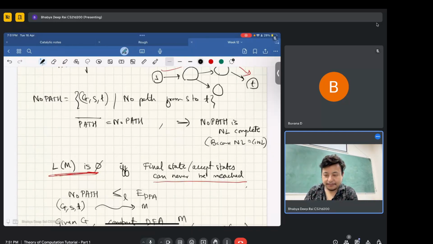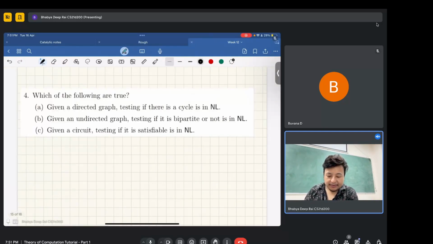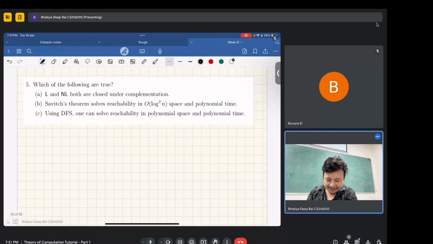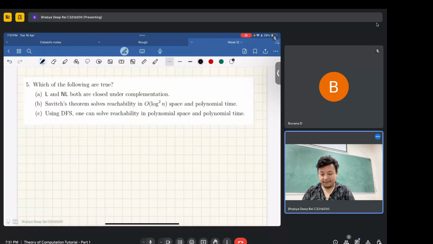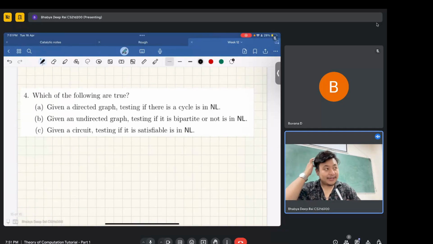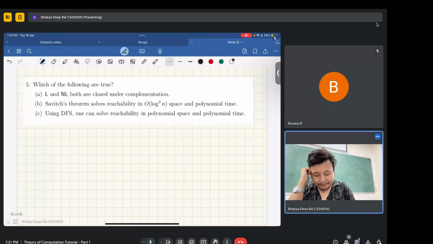We don't have enough time, but these are very simple questions. This four is simple, and this five. Four is very simple, you can try it yourself. Five, I will quickly cover. I'll just quickly tell you the answers to 5.